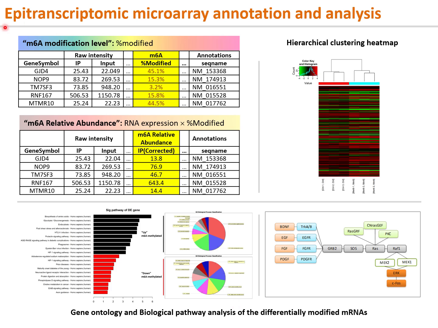The epitranscriptomic microarray is annotated and analyzed with M6A modification level, which is the percentage of M6A modification, for example, 45% or 3%. The M6A RNA abundance for each RNA transcript is calculated to provide these two key measurements of M6A modification stoichiometry and M6A RNA abundance. The differentially modified mRNAs in comparison between the groups or conditions are collected for gene ontological functional enrichment analysis and biological pathway analysis to gain functional insight to M6A impact on biology and disease.